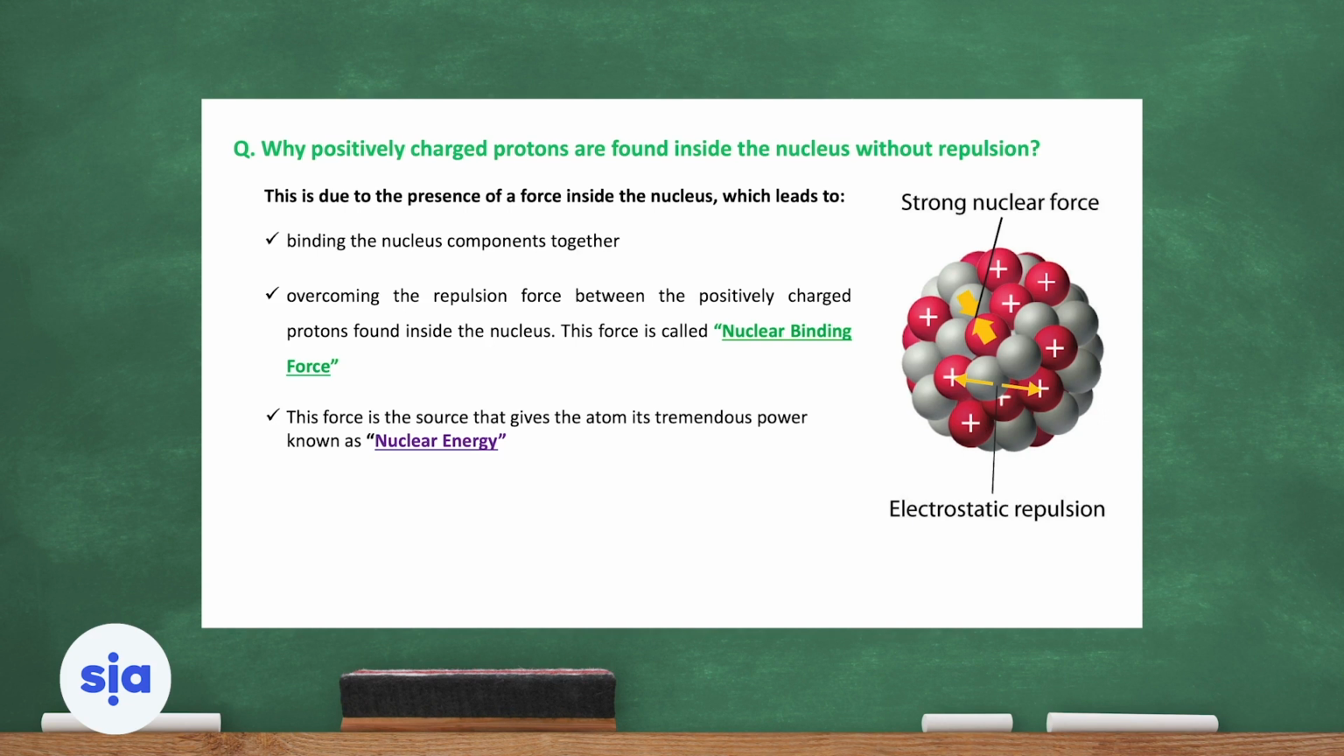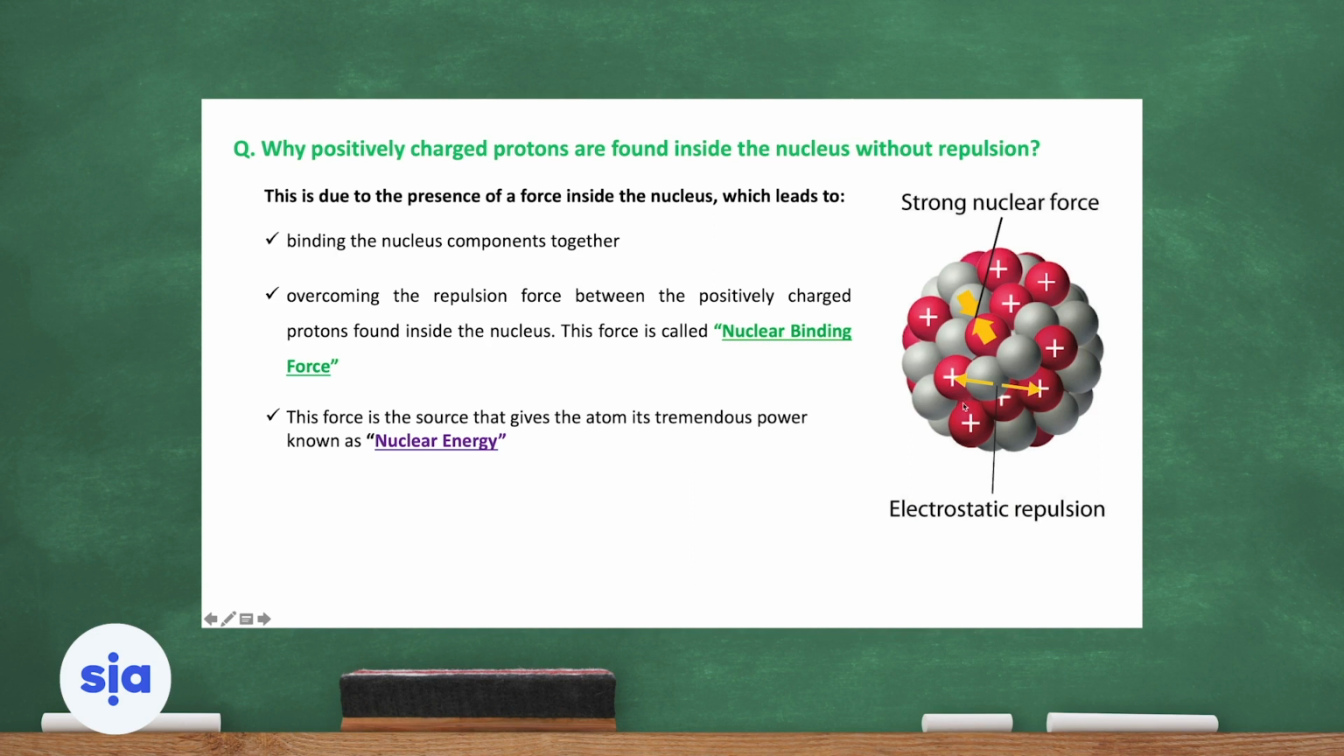Again, let's wrap it up. There are positively charged particles inside the nucleus. Suppose this is the nucleus. The red particles are the protons and the white particles are the neutrons. And the question is, why is there no repulsion?